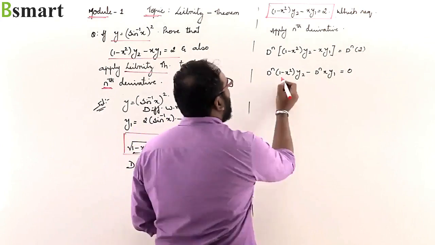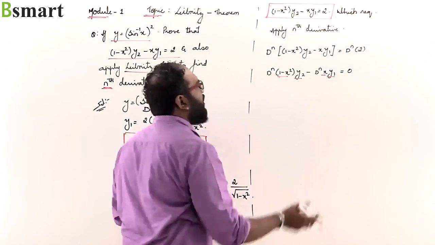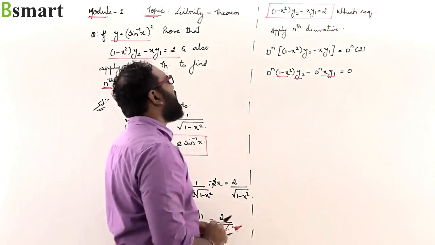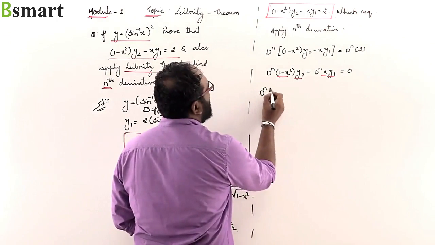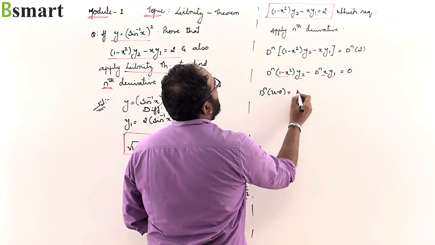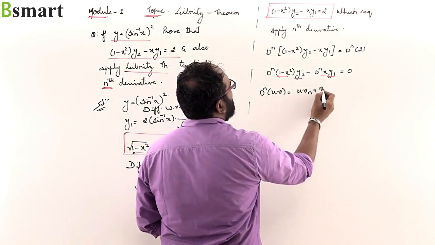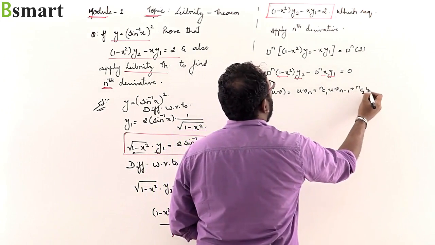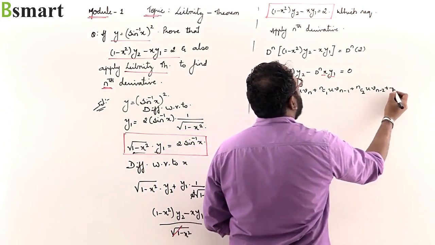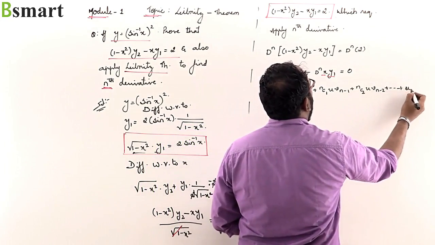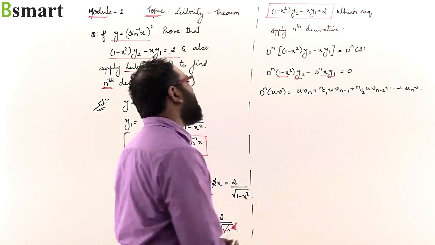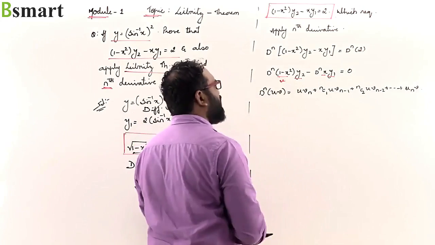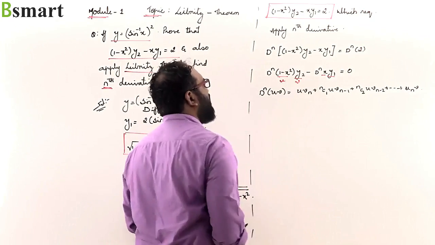Now, here I'll apply the Leibniz theorem to find out the nth derivative for the product of two functions. So what is our Leibniz theorem? That is d to the power n of uv, that is u vn plus nC1 u' vn minus 1 plus nC2 u'' vn minus 2 plus and so on plus un v. So that is the nth derivative by using our Leibniz theorem. Now here in this one I'll consider u to be 1 minus x square and v to be yn.